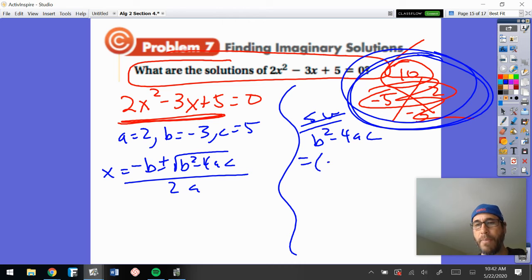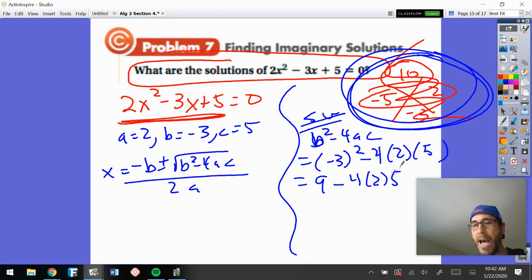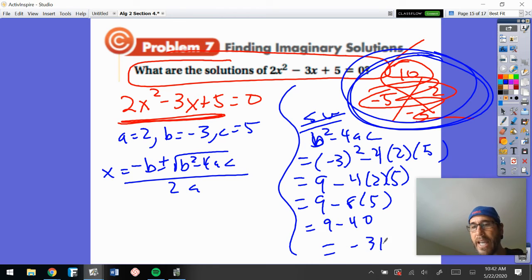What is b? b is negative 3 squared. Make sure that negative is on the inside, right? Because it says b squared minus 4 times a times c. So that'd be 9 minus 4 times 2 times 5, and then 9 minus 8 times 5 is 9 minus 40, which is negative 31. And before we learned section 4a, we would just say no solutions, donezo.